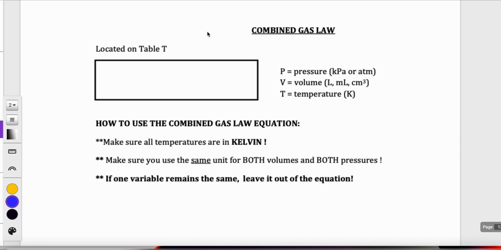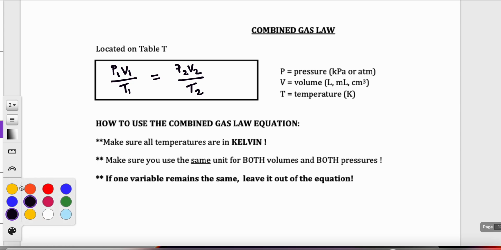Combined gas law. The combined gas law is a mathematical equation, and you have to really know how to use it. You don't need to memorize it because it's located on our reference table T. When you take a look at reference table T, you will see that P1 times V1 divided by T1 equals P2 times V2 divided by T2. It's referred to as the combined gas law because it combines Boyle's law with Charles's law and Gay-Lussac's law.